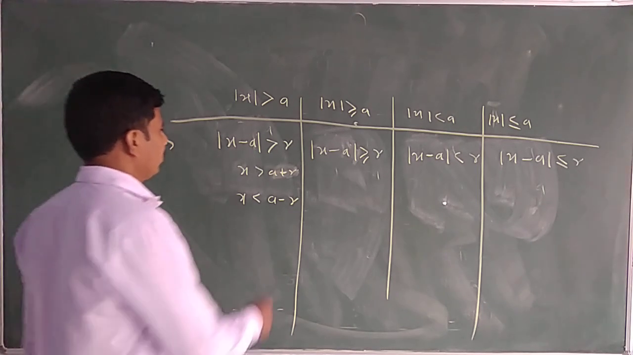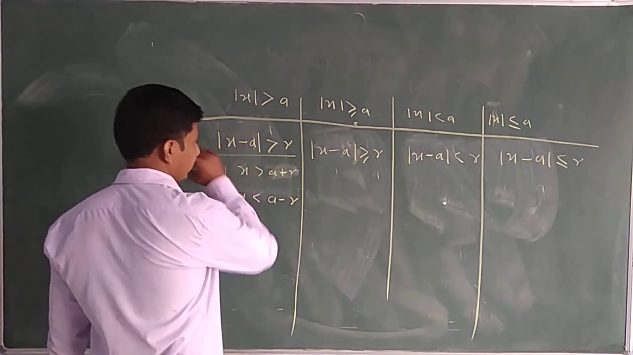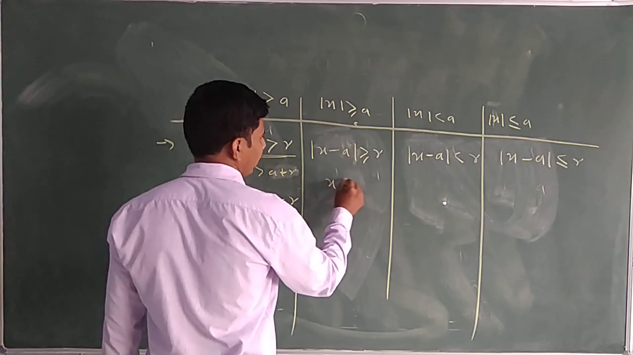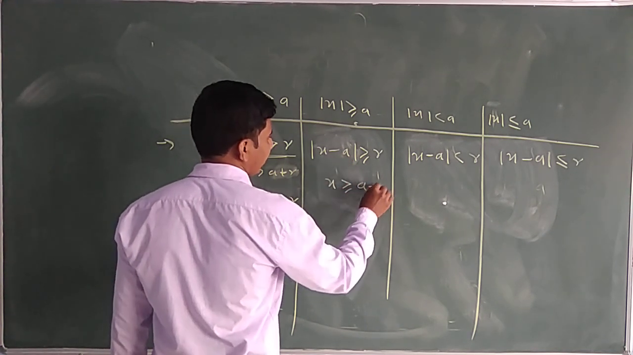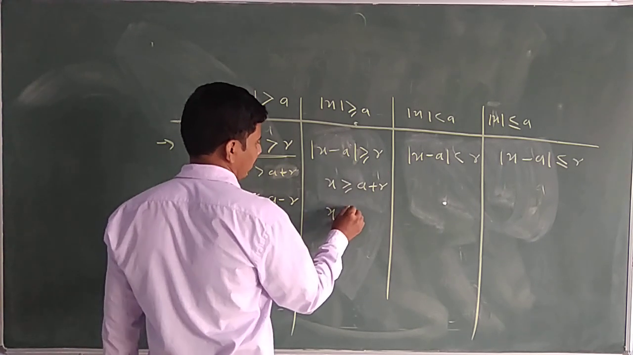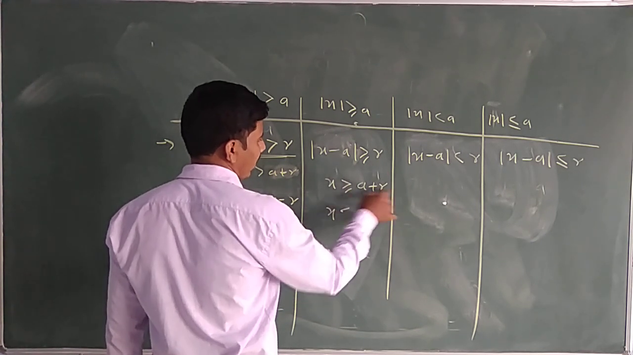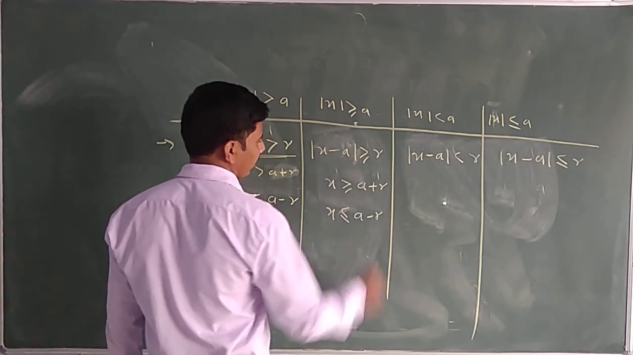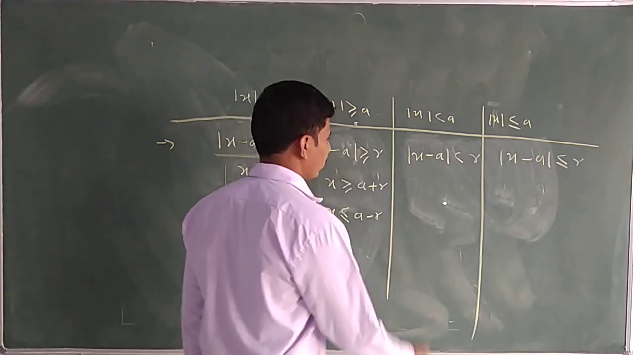Yes, correct. So these are the two solutions of this format. Example in this format: x minus a is greater than or equal to a plus r. Send this a to that side. So x is greater than or equal to a plus r, and x is less than or equal to a minus r. These are the two shortcut ways to remember this solution.